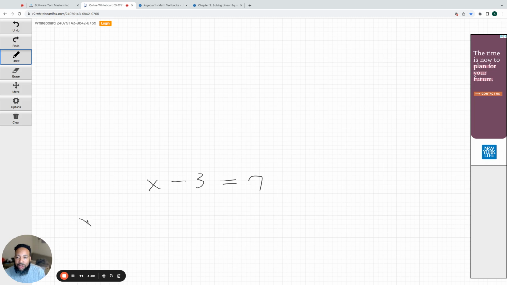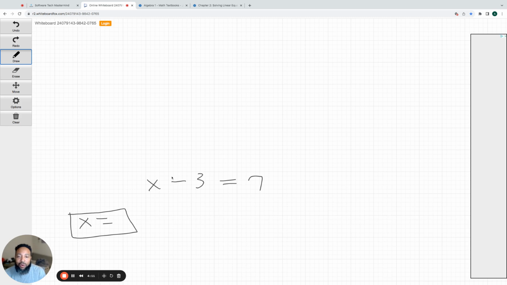So we want to solve for x. We want our equation to end up looking like x equals something. So we want to get this x by itself. So this is a minus 3. So in order to get rid of this 3, we need to add 3.